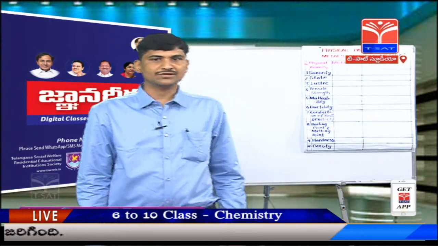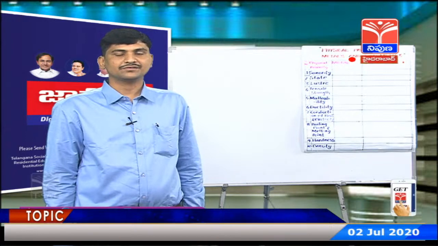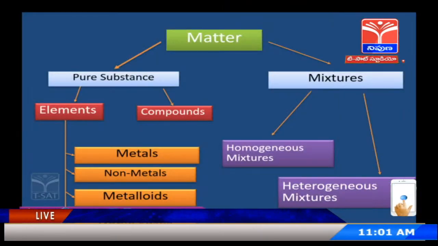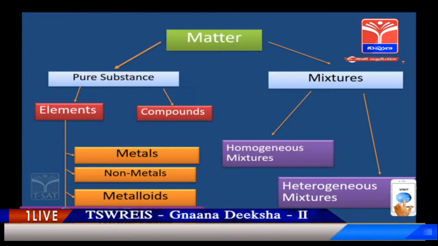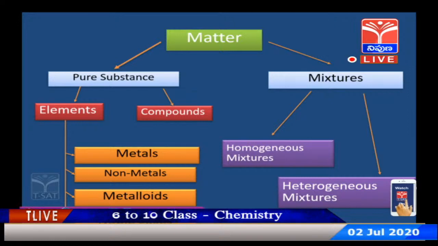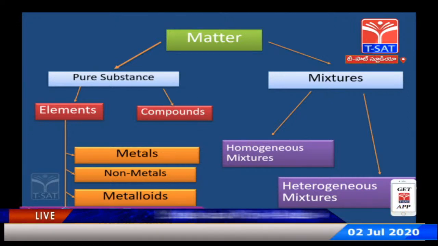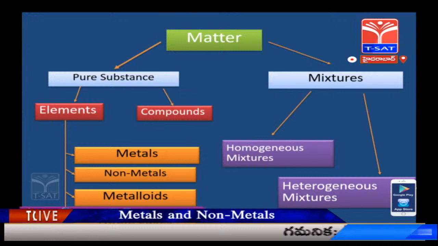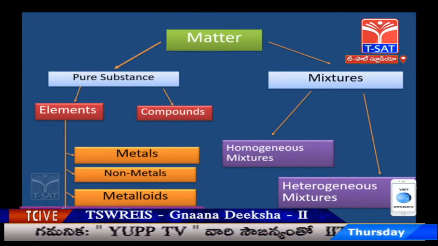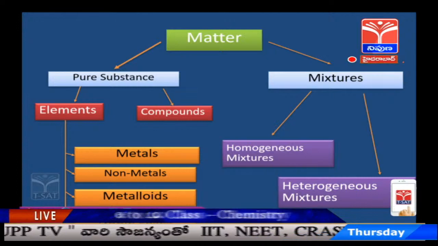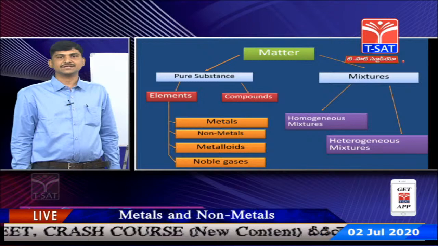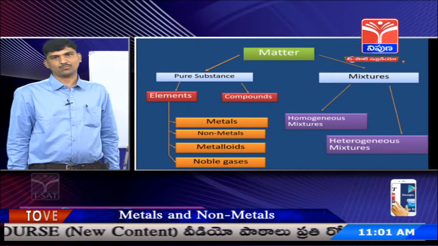So, children, you can see the slide here. Matter can be classified mainly into two types: pure substances and mixtures. Pure substances are again classified into elements and compounds. Elements are again classified into metals, non-metals, metalloids and noble gases. Children, today we are going to learn about metals and non-metals in detail, about their properties.